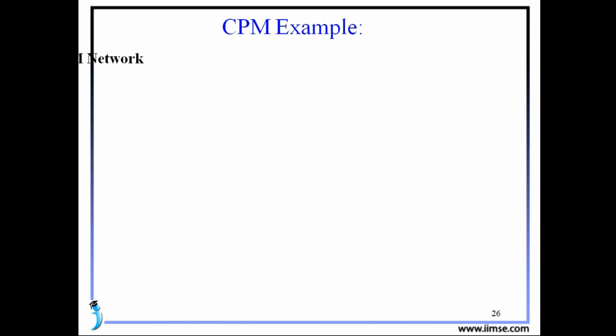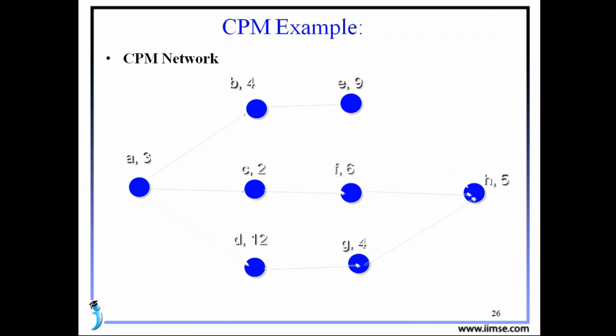See here. First, to create a CPM network based on our given relationships. First is starting A, and the duration is 3. Then later B, C, D. After B, E is starting, so we give the relation from B to E. After C, F is starting, so we give the relation from C to F. After D, G is starting, so we give the relation from D to G. After completing E, F and G only, we should start our H. So we give the relation from E to H, F to H, and G to H.